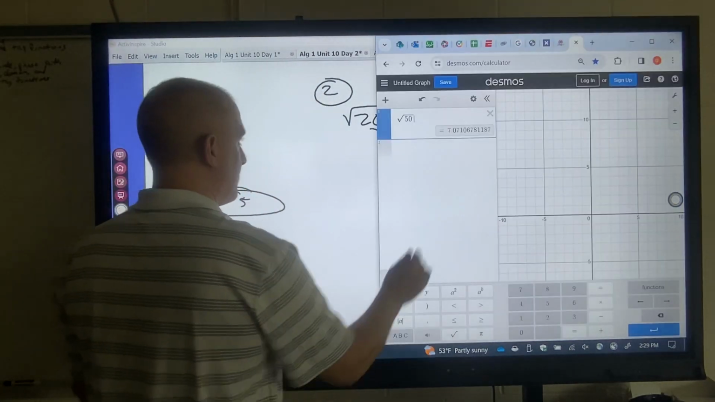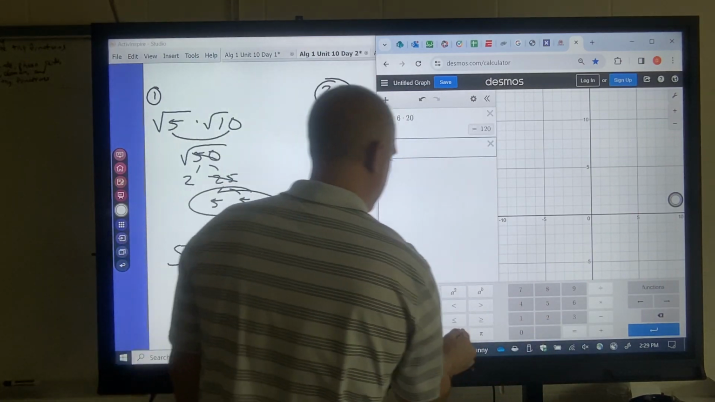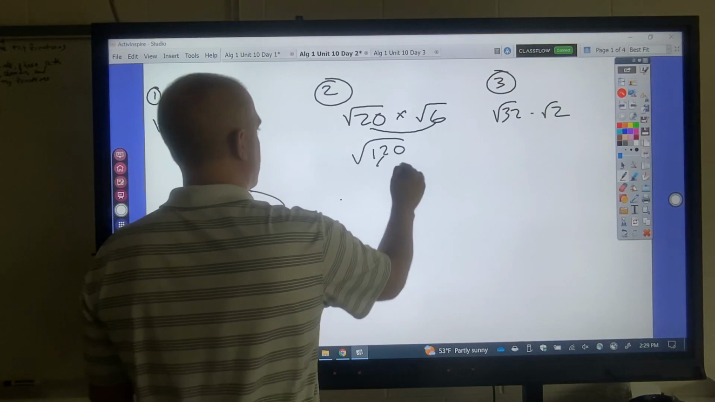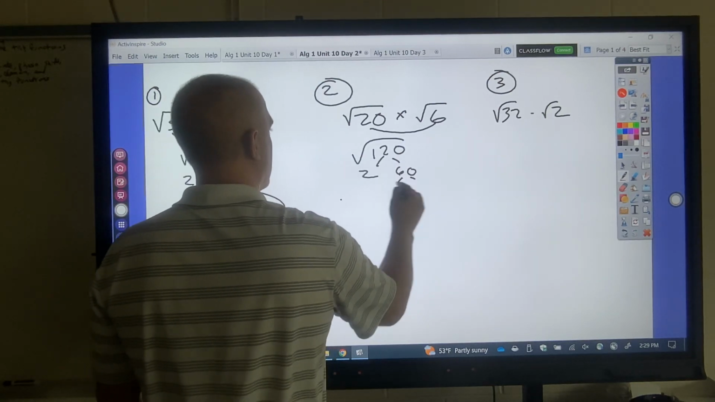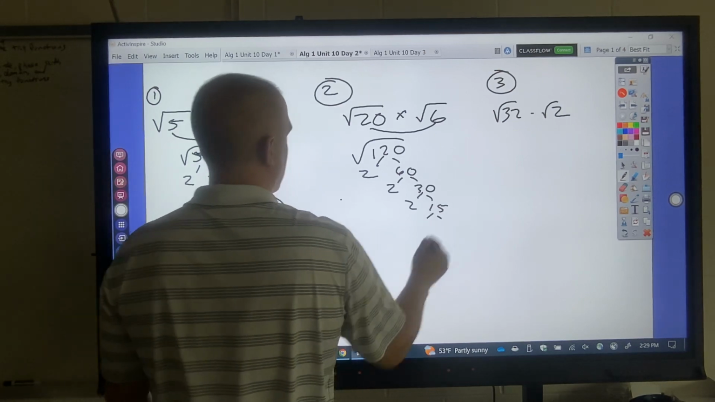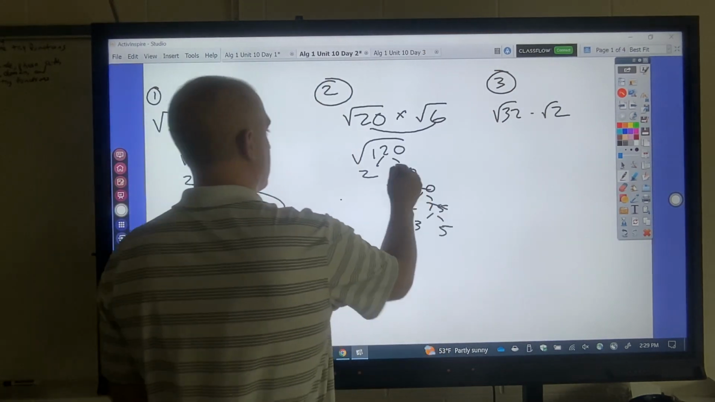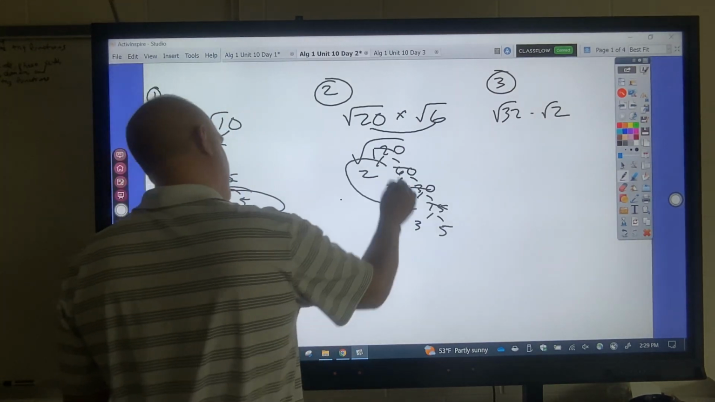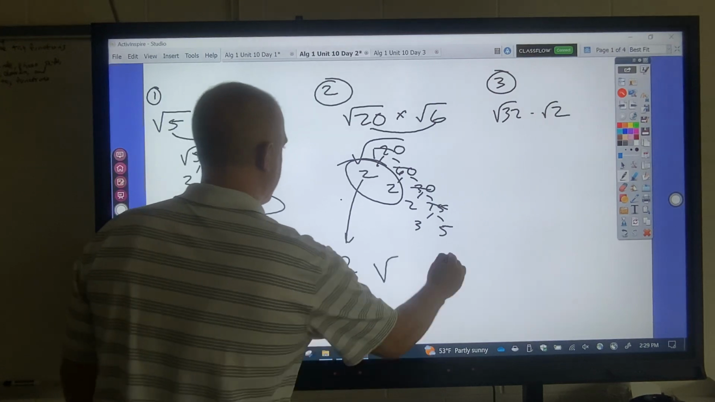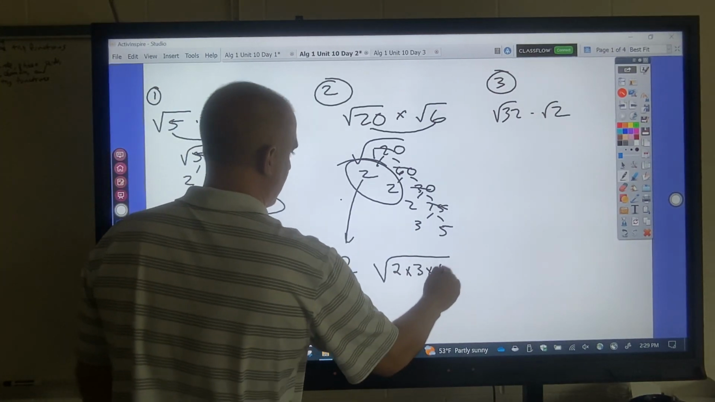Multiply those, 6 times 20. Would be 120, square root of 120, okay? So that'd be 2 and 60, 2 and 30, 2 and 15. 2 wouldn't go into 15, it would be 3 and 5. Okay? My only pair is that one. So that goes on the outside. What did I not circle? What did I not cross off? 2, 2 times 3 times 5.